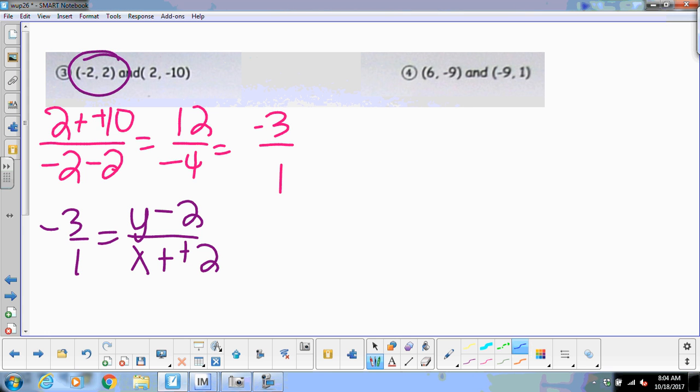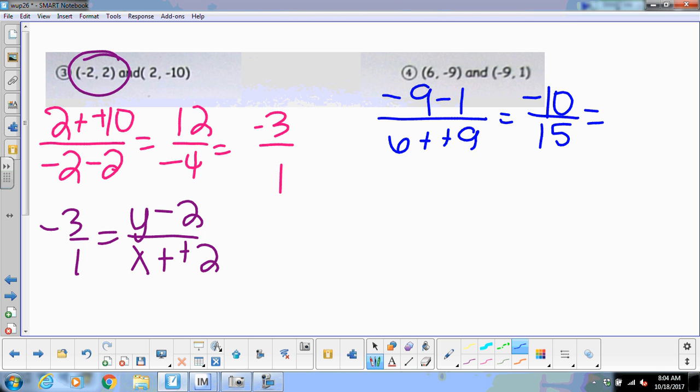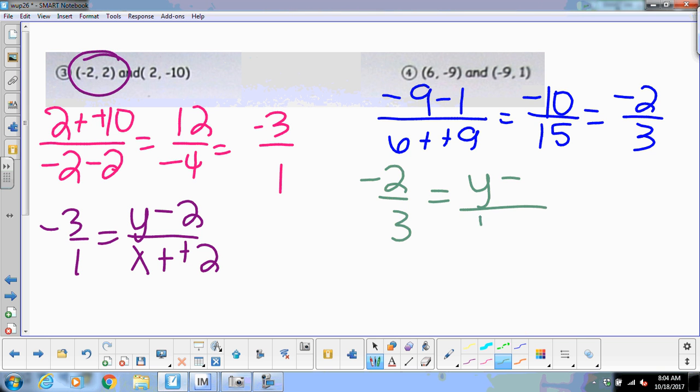Same thing over here for number 4, negative 9 minus 1 and 6 minus negative 9. And that's going to reduce down to negative 2 over 3. So we'll use the negative 2 over 3. And I'll use the second point, so it'll be y minus 1 and x minus negative 9. And you will cross multiply from there.